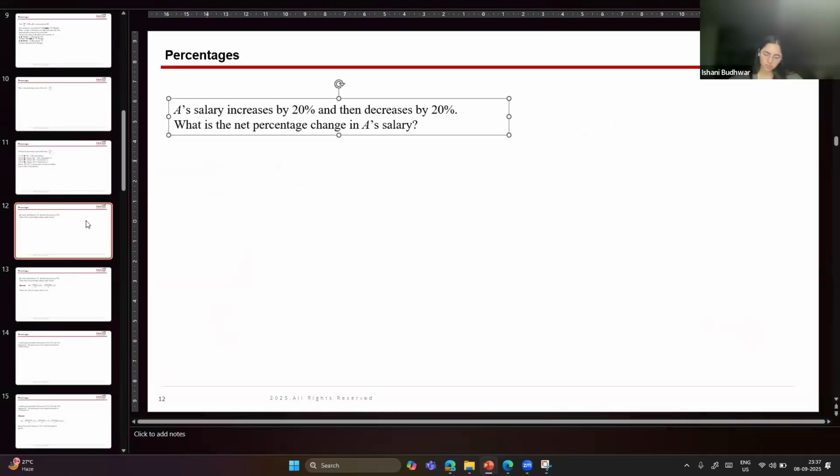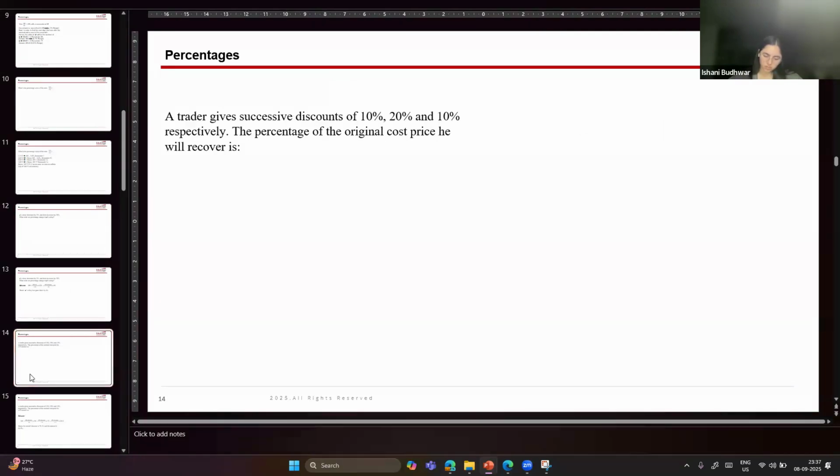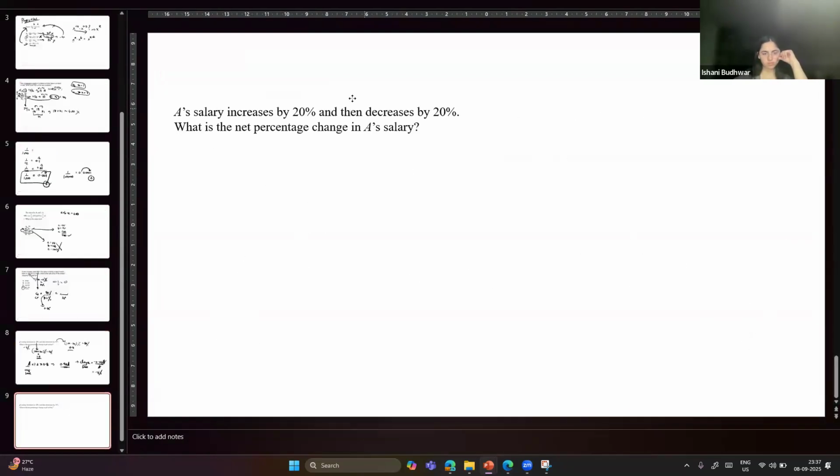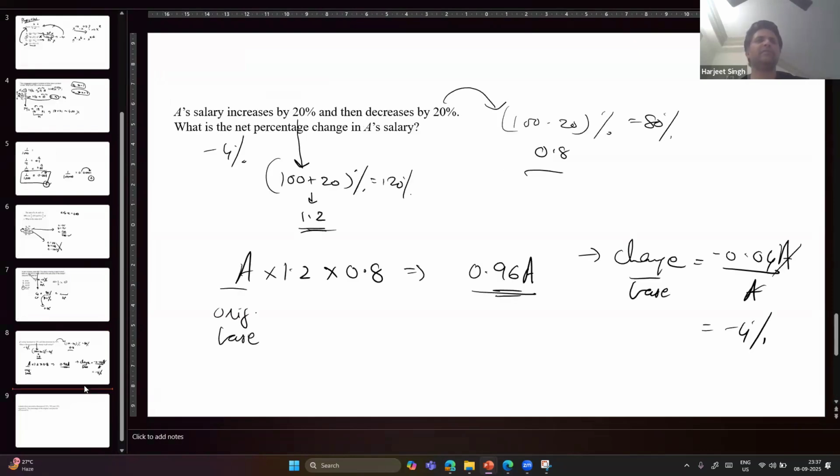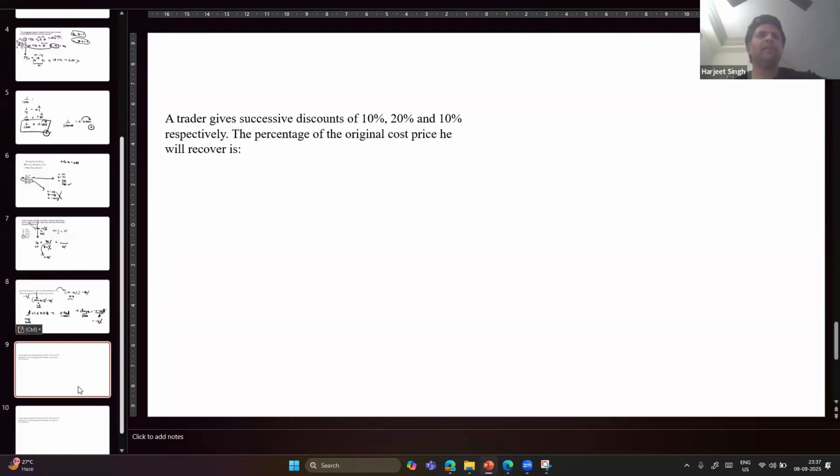I have one more question. A trader gives successive discounts of 10, 20, and 10% respectively. What percentage of the original price will he recover? So how do we solve this?